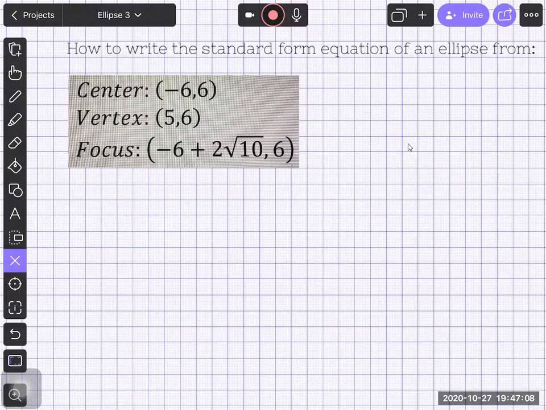Welcome, this is your teacher David Garcia, and today we're going to learn how to write the standard form equation of an ellipse when 3 points are given to us. In this case, the center, the vertex, and the focus.